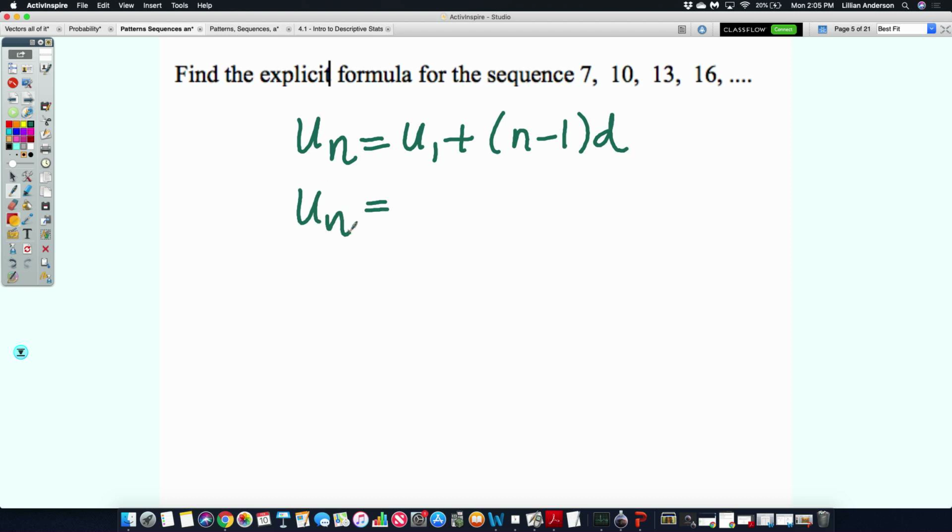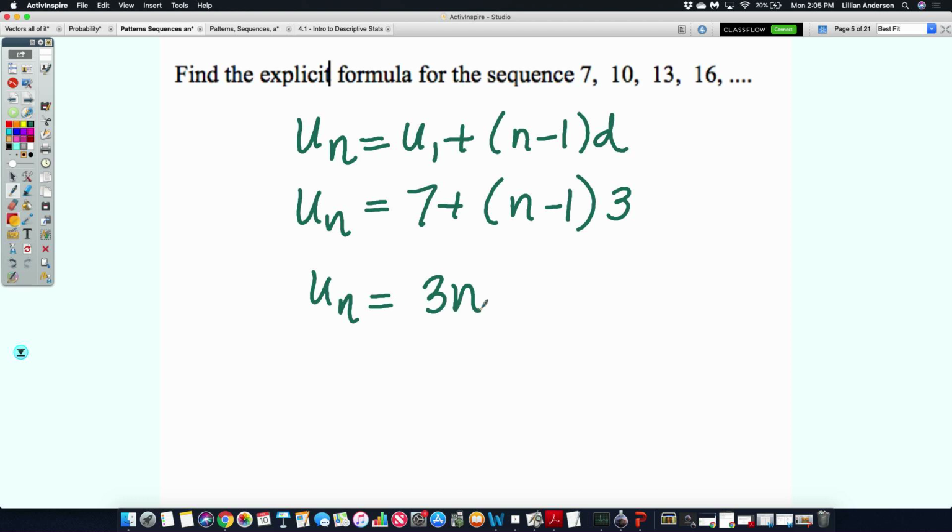So what's u sub 1? 7. I'm not plugging anything in for n, and what's d? 3. The one thing you don't want to do is leave it like this. You want to distribute and simplify. So u sub n equals 3n plus 4. That is your explicit formula, yes?